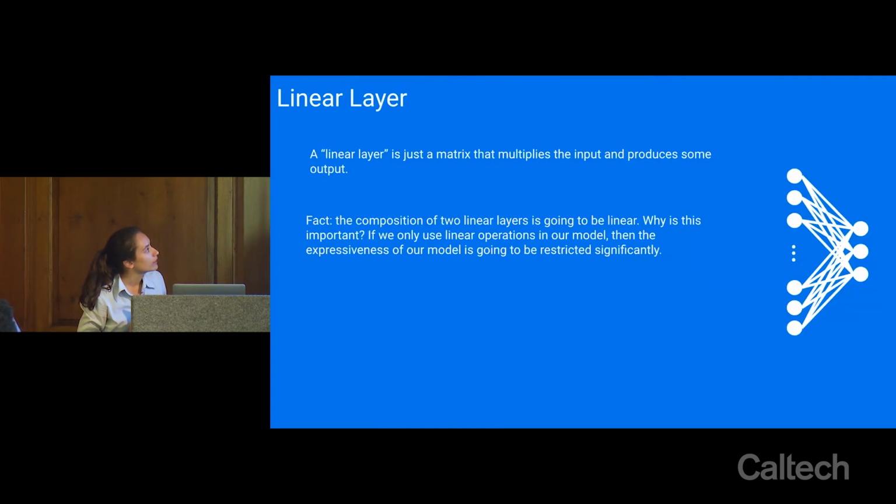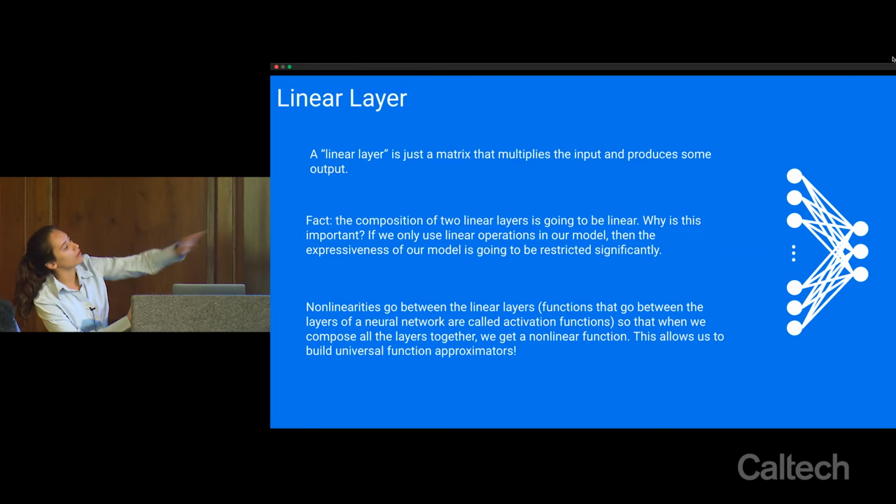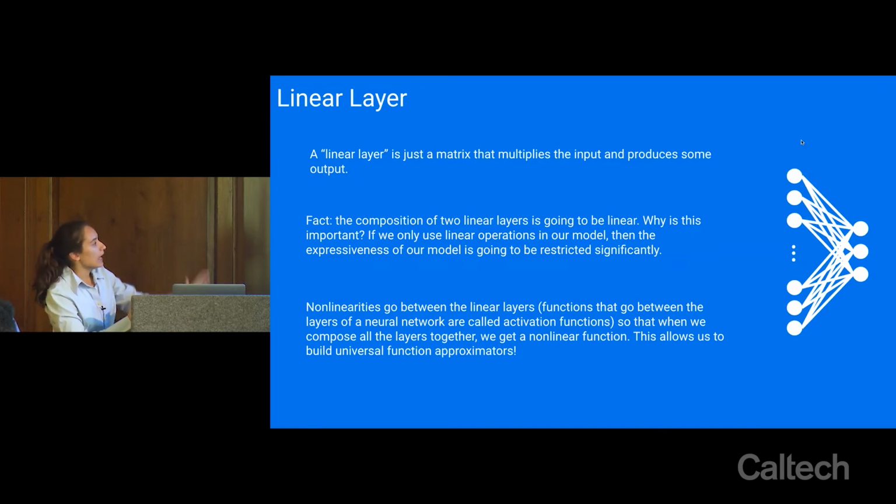Okay, so now let's talk about nonlinearities, which are the thing that allows us to learn these more complicated representations. Functionally, nonlinearities go between our linear layers, so they're not visualized in most of the neural network architectures that you're going to see. You're just going to see something like what's on the right of the screen with the images. Our nonlinearities go between these, and they're typically called activation functions. When you compose all of these layers together, you get some complicated nonlinear function.